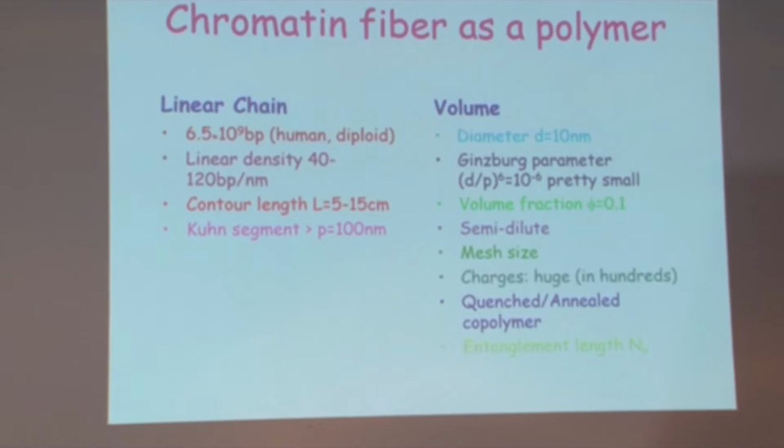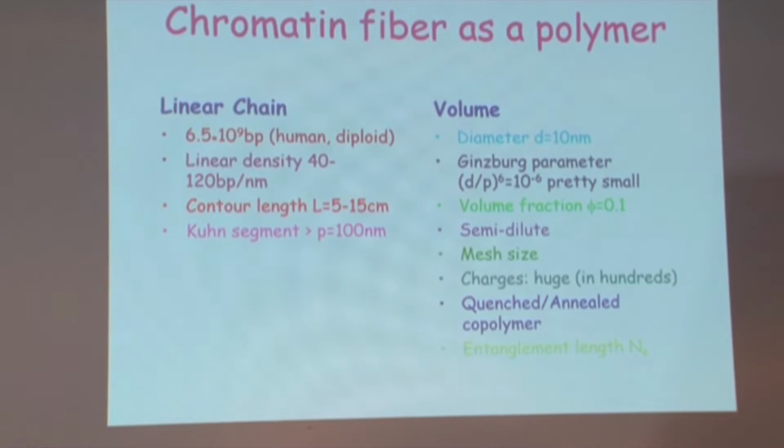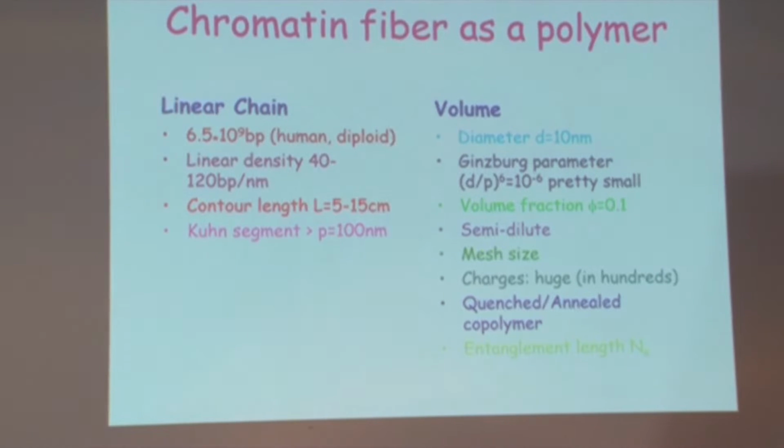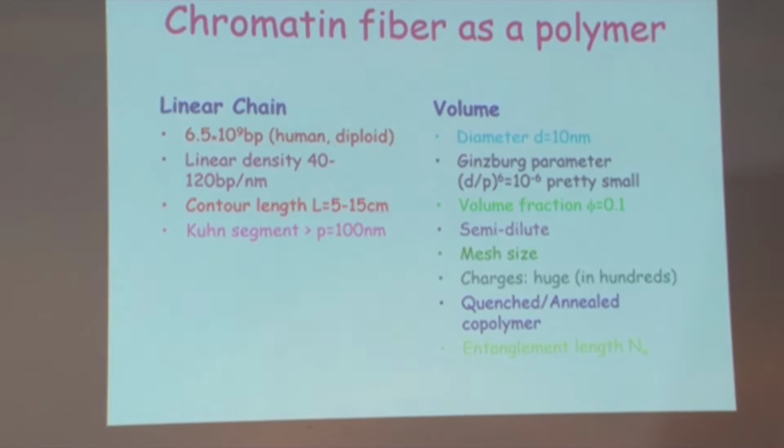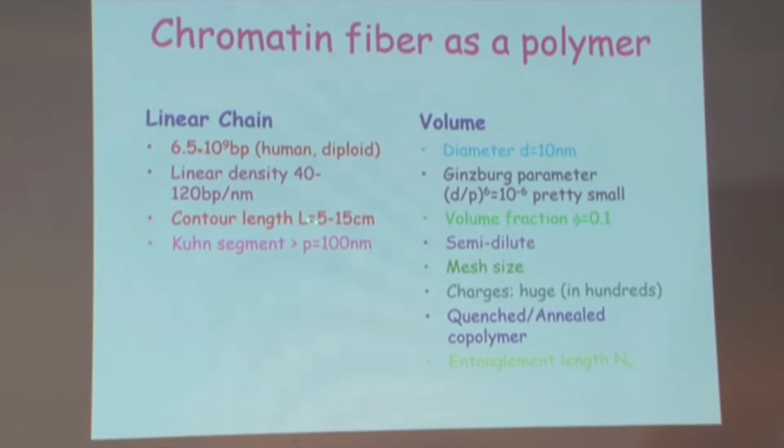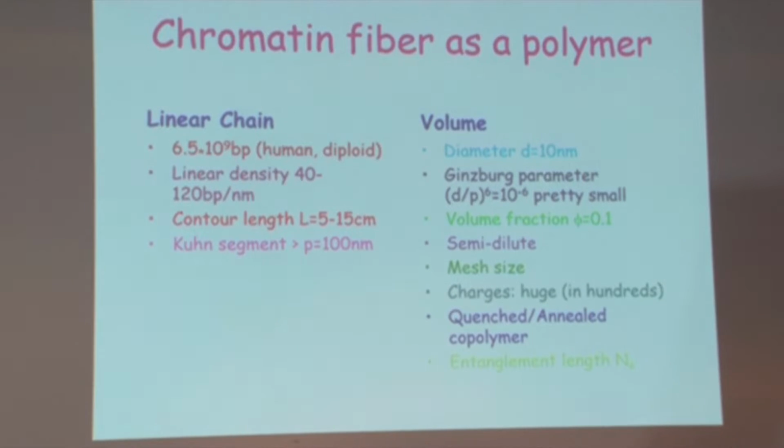And the first number that you may want to know is how to translate this length in base pairs into the length in centimeters. You need to know density, how many base pairs per nanometer there are. And this density is surprisingly not known very well. It's within a factor of 3 or so, this number of base pairs per nanometer. It depends on how many nucleosomes you have and so on. So this translates into a contour length of about 10 centimeters.